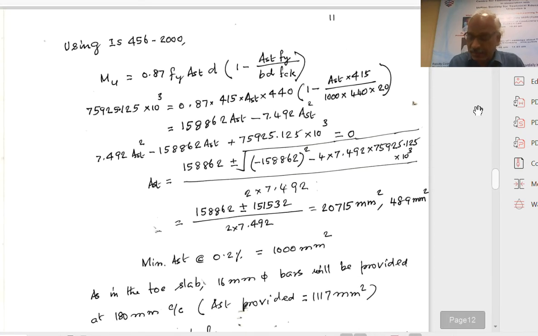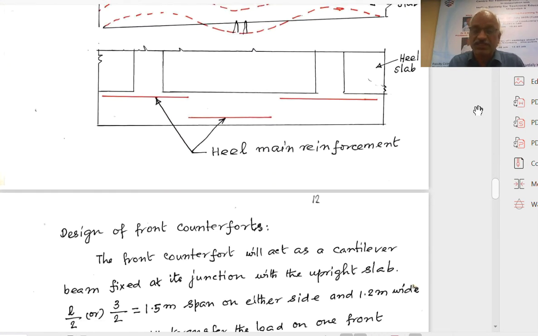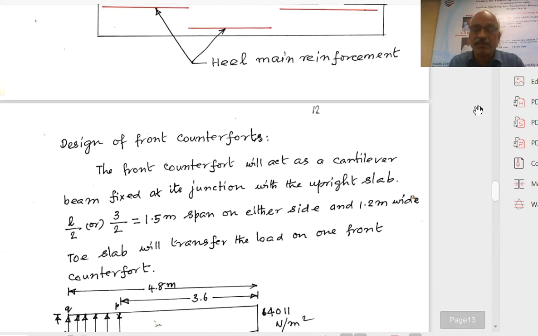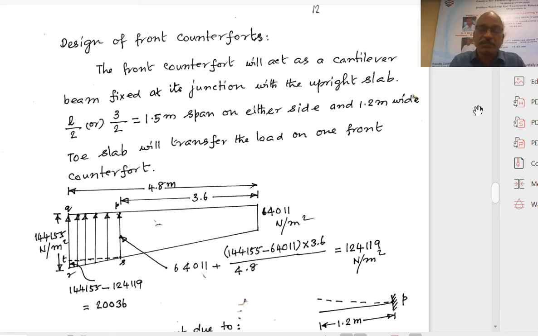Right. Up to this we have completed in the earlier lecture. Up to the design of the heel slab we have completed. Now we have to continue from this point. We have 4 items, of which the first item is the design of the front counterfort. The theory is not necessary, because the front counterfort will act as a cantilever beam fixed at the junction. 1.5 meter length on either side will transfer the load to the counterfort.